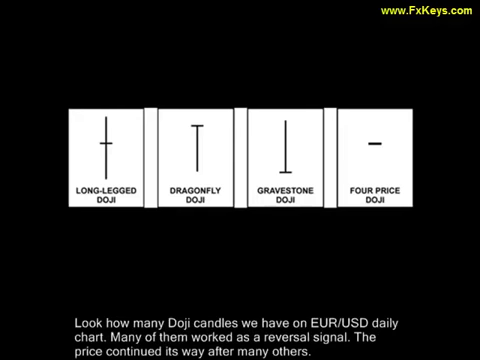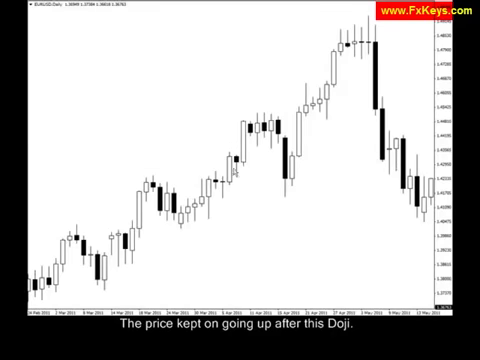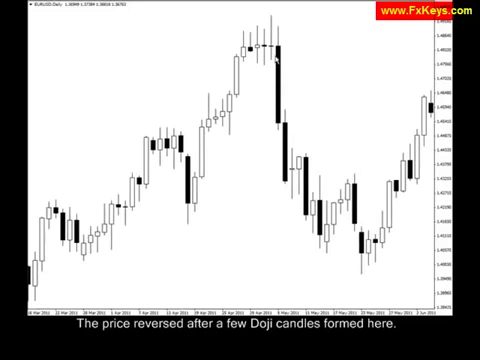Look how many doji candles we have on the Euro-USD daily chart. Many of them worked as a reversal signal. The price continued its way after many others. The price kept on going up after this doji. The price reversed after a few doji candles formed here.